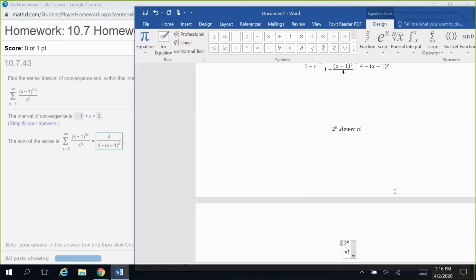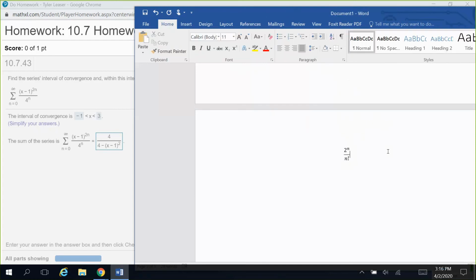So if you have 2 to the n over n factorial, like that, this is going to go to 0. It goes to 0 because n factorial gets bigger way faster than 2 to the n gets bigger. What if it's 2 to the n over 3n? Oh, just 3n, not the exponent, just 3n generally. Okay, yeah, so for this one it's going to blow up to infinity.